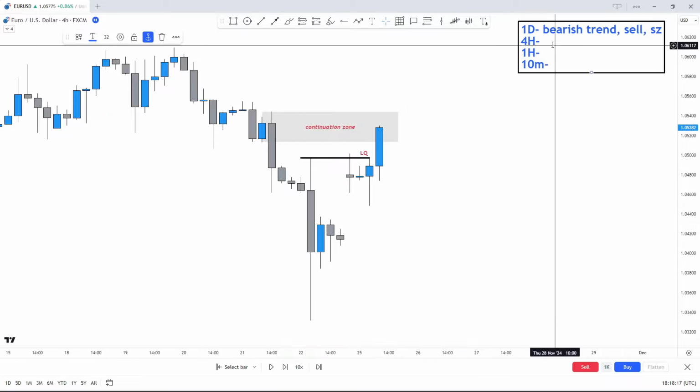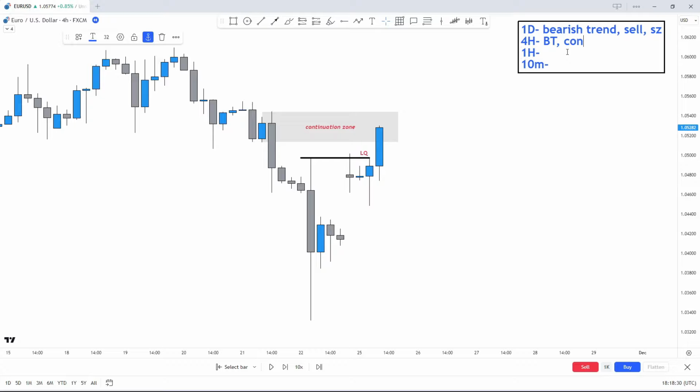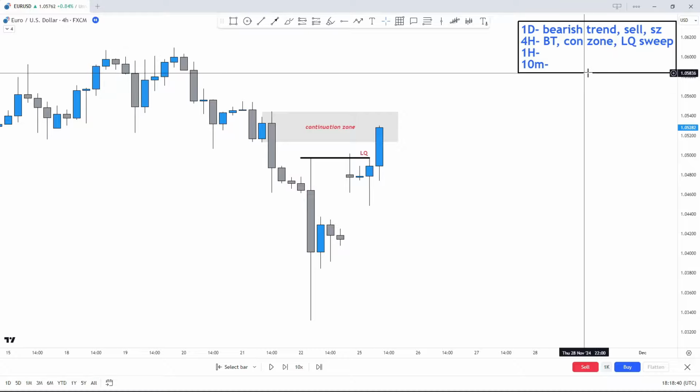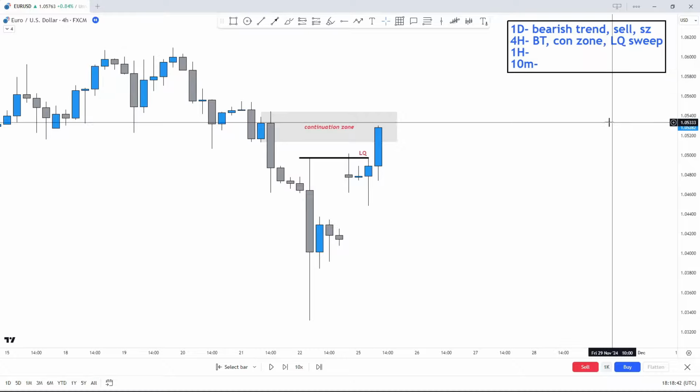So what I can add here to the information box is our bearish trend is confirmed. So again, bearish trend, I'll just write BT, comma. We're also going to add continuation zone. So I'm just going to write con zone. We're also going to add liquidity sweep. Again, we're now just going to gather information which is going to help us as we move down the time frames. So now let's move on to the 1 hour time frame.